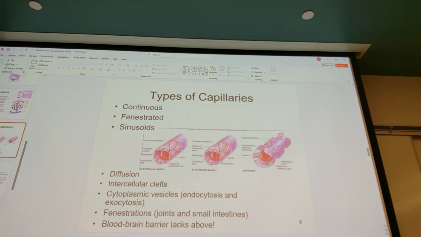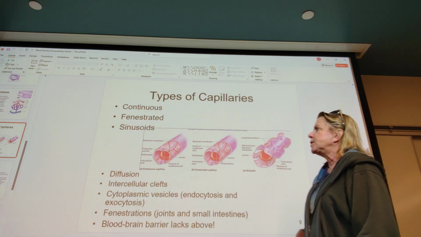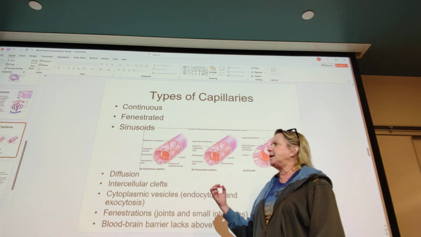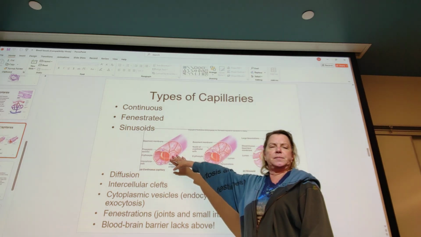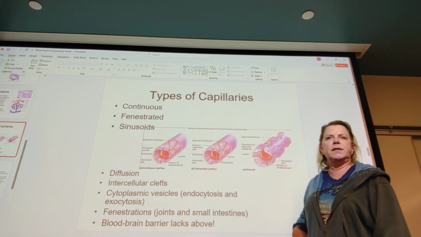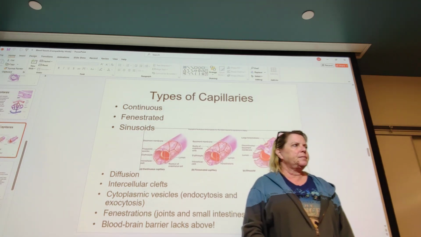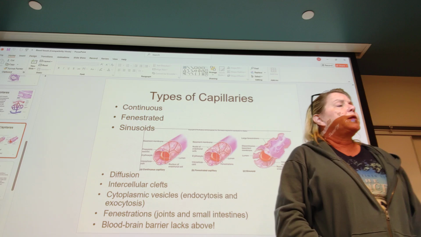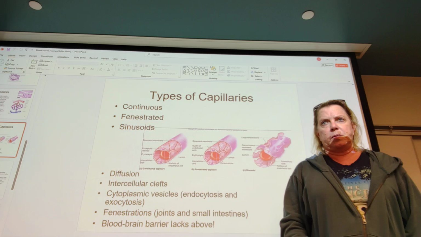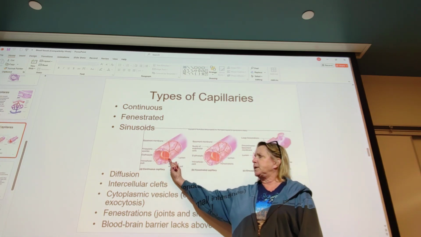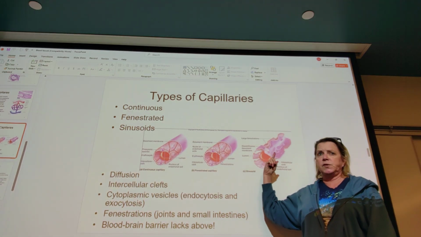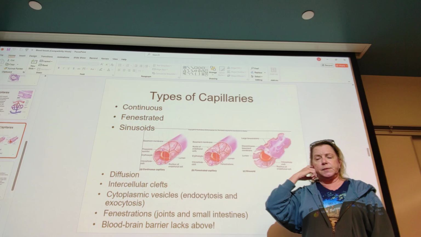There are 3 different types of capillaries. From most numerous to least abundant, it is continuous, fenestrated, and least abundant would be the sinusoids. If I need to tell you about their permeability, from least permeable to most permeable, least permeable would be continuous, middle, fenestrated, and the most permeable are the sinusoids.